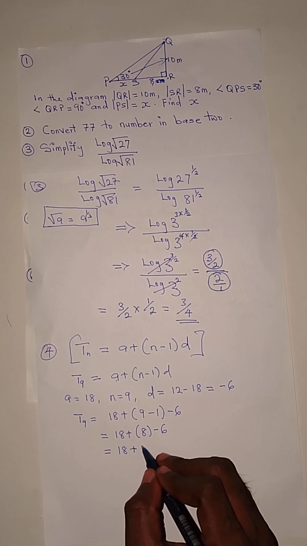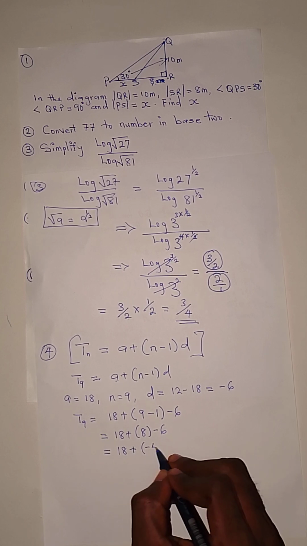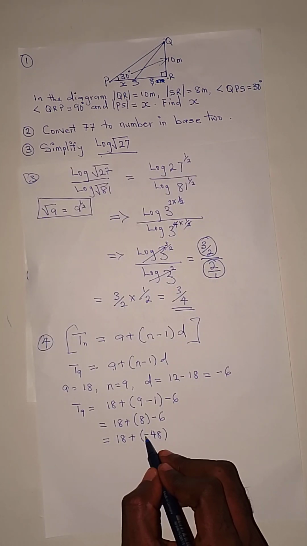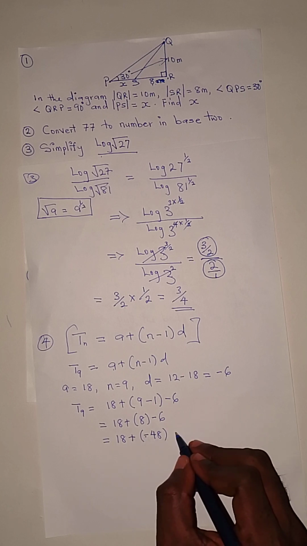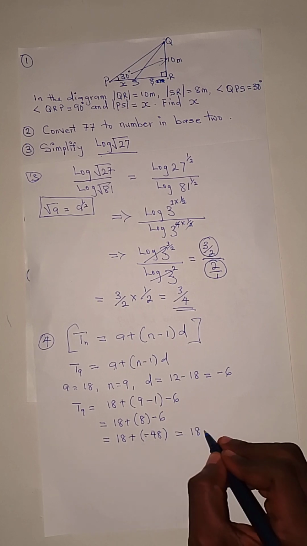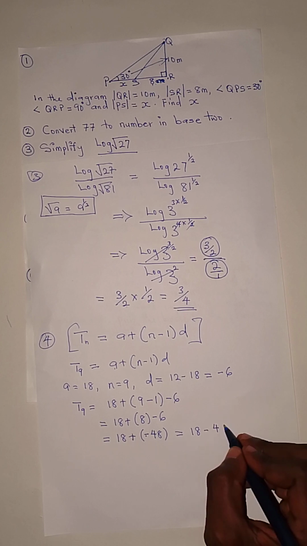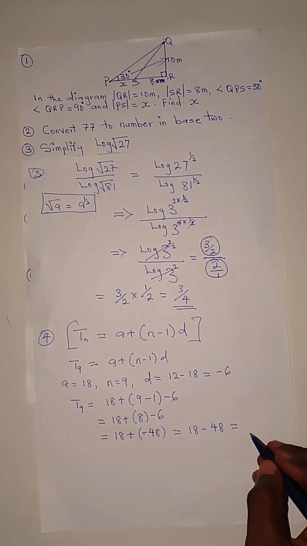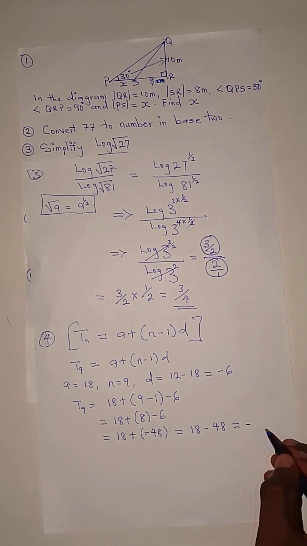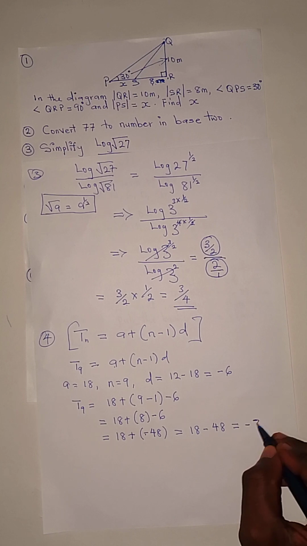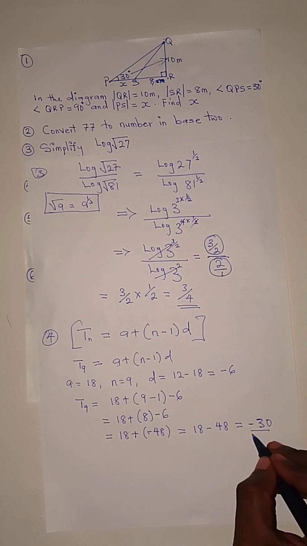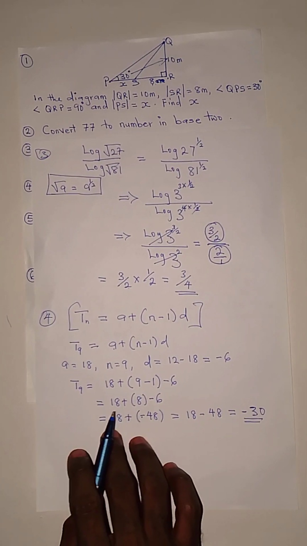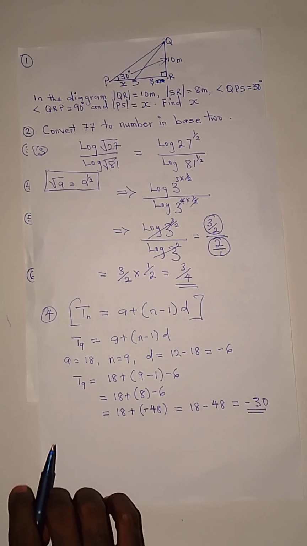So that 48 is negative 48. So let me put it this way. Negative 48. So now you see we have plus and minus here. So plus times minus will give us minus. So that will give us 18 minus 48. So 18 minus 48, that is going to give us negative 30. So the 9th term is minus 30. That's the answer. So now, go over to question number 5.